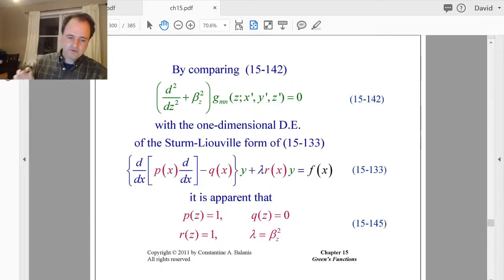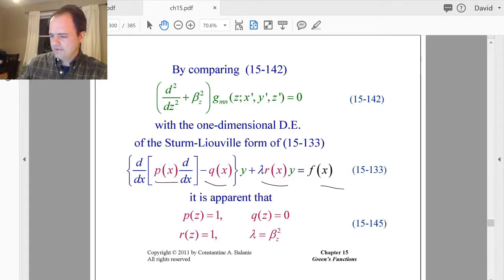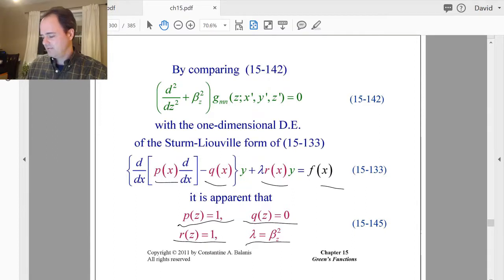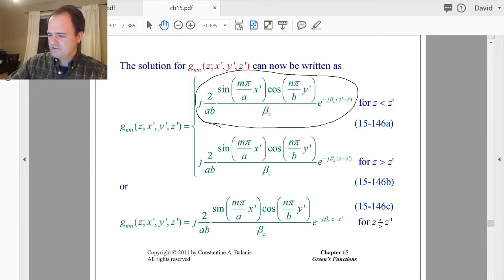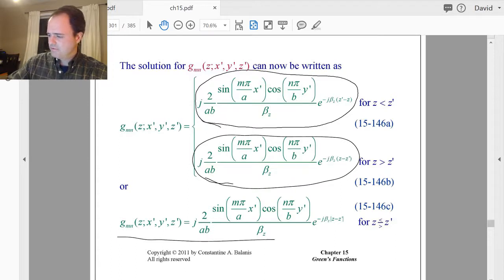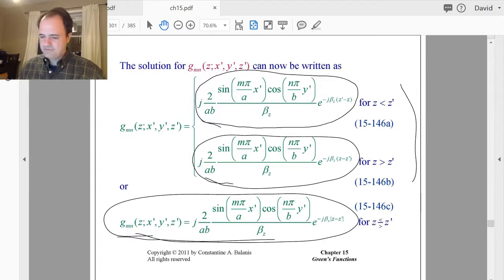And so for the closed form, we need to figure out what P, Q, R, and F are. We've already talked about how to do that. We find that P is equal to 1, R is equal to 1, Q is equal to 0, and lambda is equal to beta z squared. So we have everything we need to plug in to find what the G's are using the closed form recipe. This is what we get. We can combine both of these to be this right here. And so that is my G.